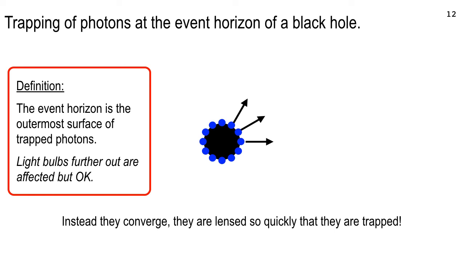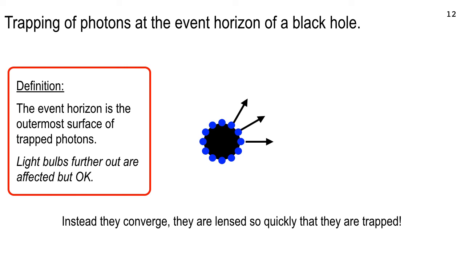Now, if you have a set of light bulbs that's further out, like 10 times the distance of the event horizon, 10 times the size of the event horizon, the light from those flash bulbs will escape and come to Earth. We'll be able to see it, but they'll still be affected. They'll be redshifted is what it is.